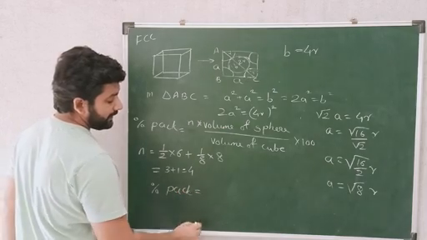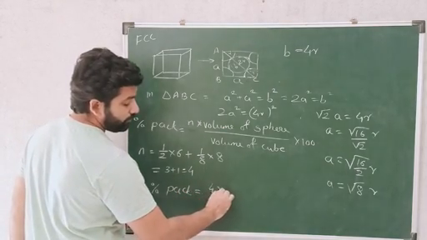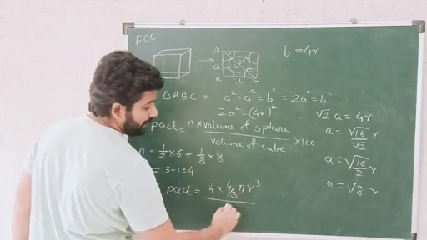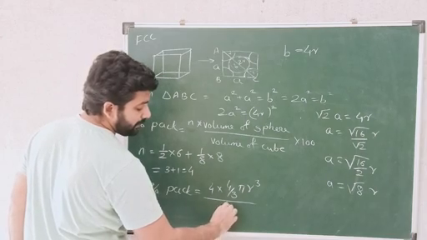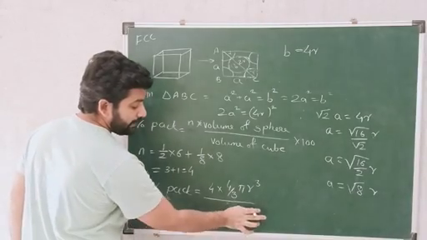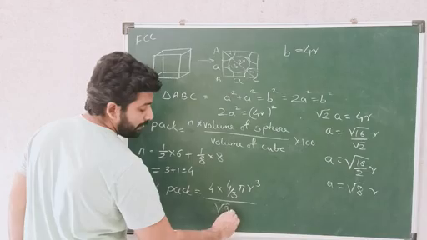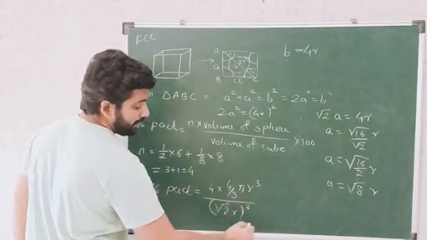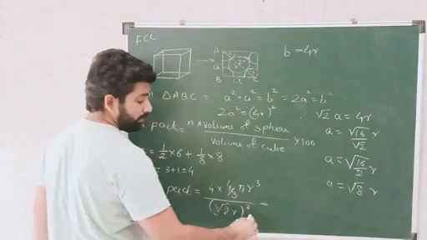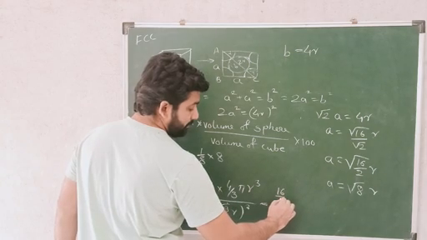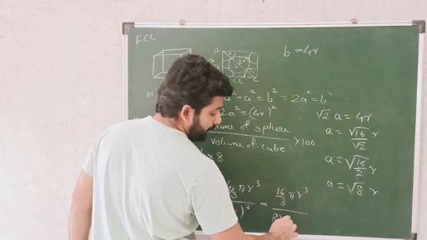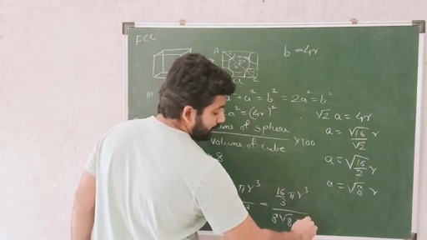So we can write that percentage packing efficiency is equal to 4 into 4/3 πr³, divided by the volume of the cube, which will be written as a³. Substituting the value of a over here, we will get (√8 r)³. Now taking the cube of the denominator, 16/3 πr³ upon 8√8 r³.